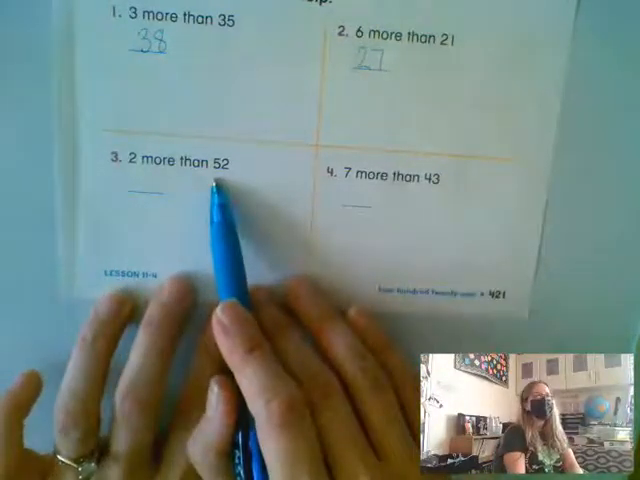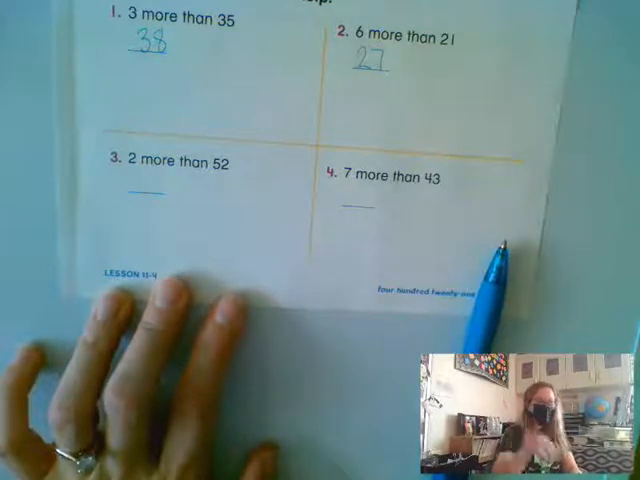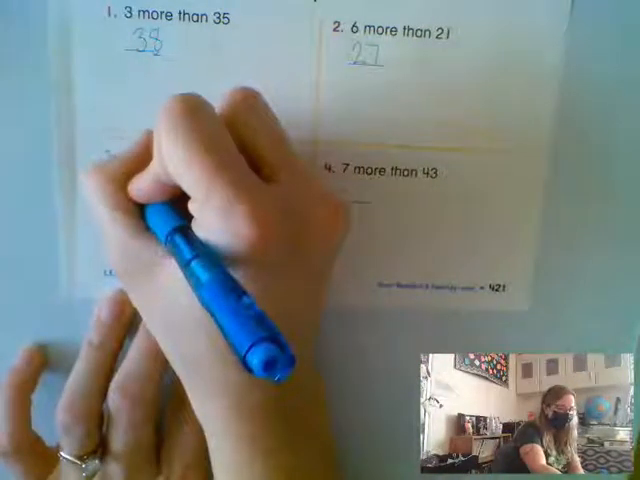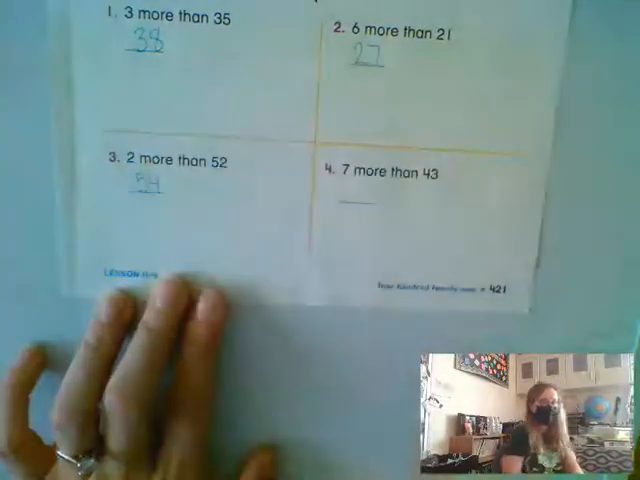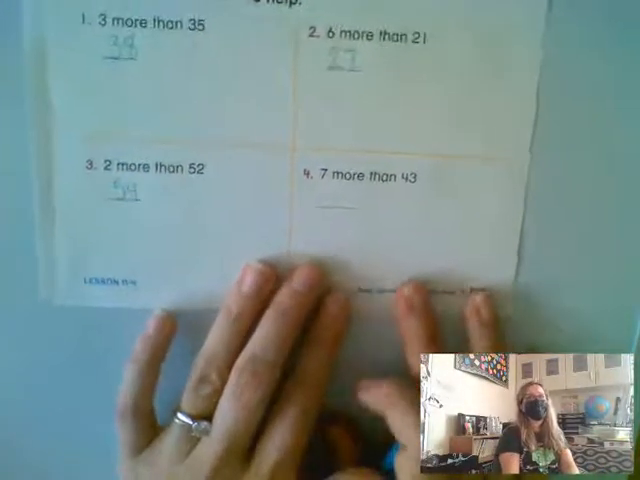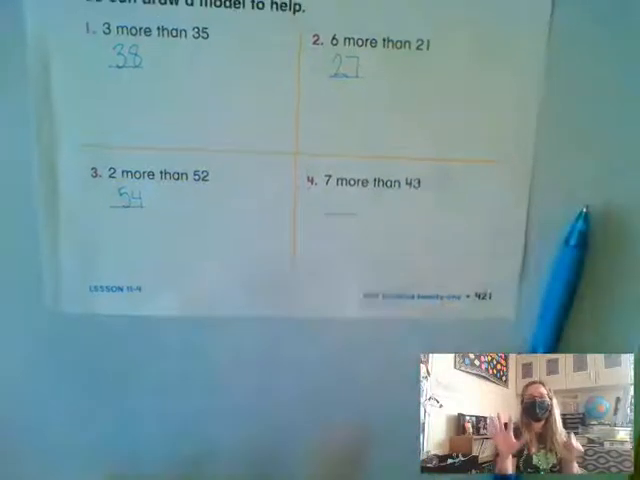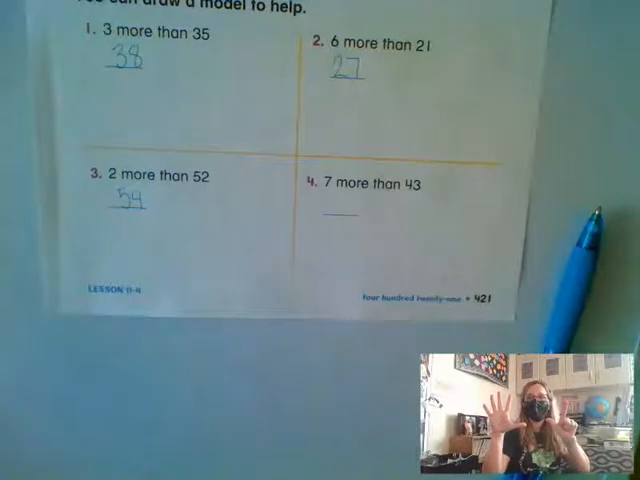27. Who can count me up? 52. Count me up 2 more. Noah? Good job. He said 52, 53, 54. So everybody should put 54. Ooh, Isaac, they're trying to trick you. I want you to do this one because you have such a smart brain. They want you to start at 43 and count up 7 more. So you say 43, and then you count on 7 more.